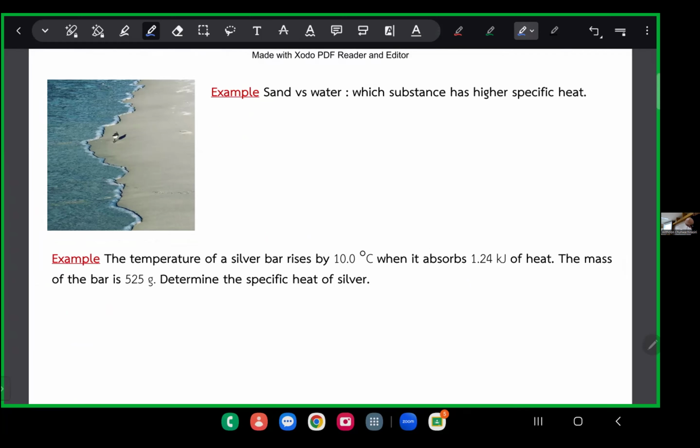Because it can store a lot of energy in itself, you won't see the temperature rise that much. But the sand has a small specific heat, so it has nothing to do. The temperature just keeps rising.